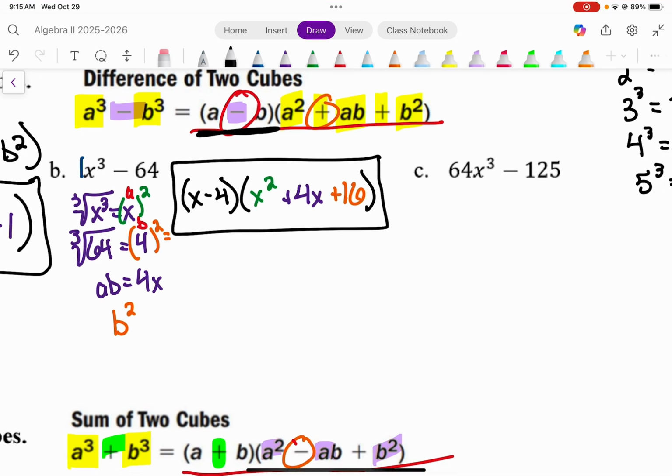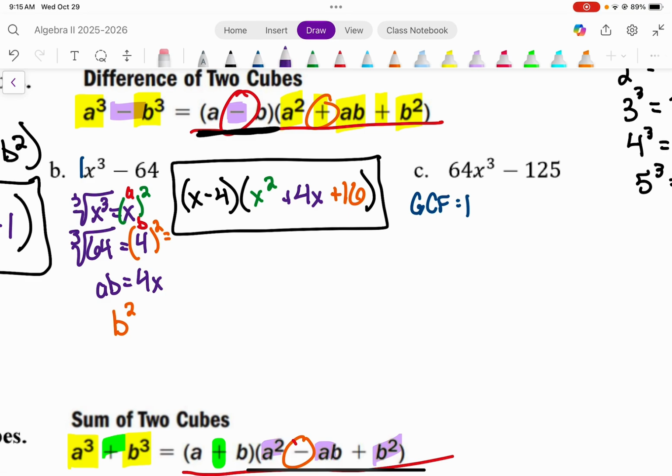All right, looking at example 3c, first we want to check for our greatest common factor. We can't divide them both by 2. We can't divide them by 4. 125 we could divide by 5, but we can't divide 64 by that. So that means our GCF is going to equal 1. So this one, we can't factor out anything else.